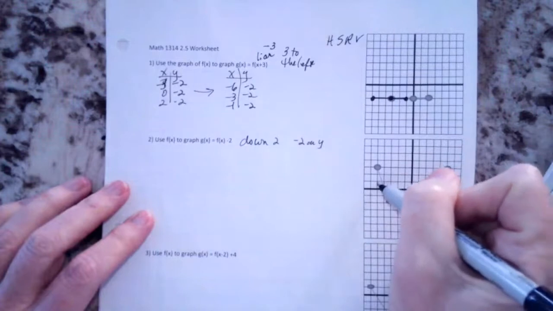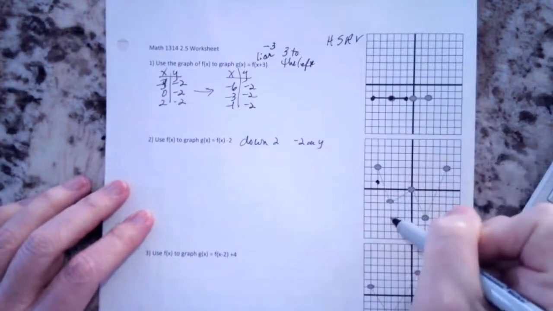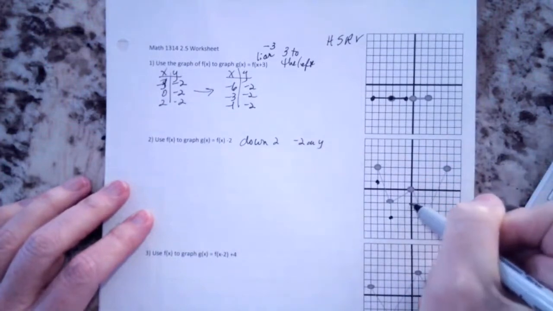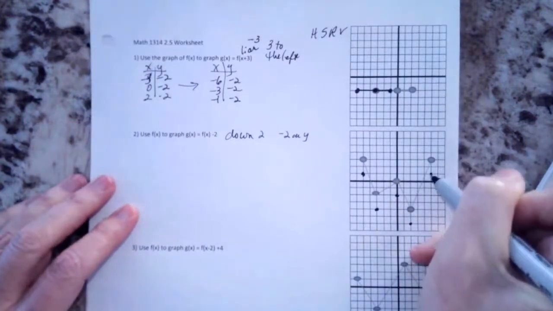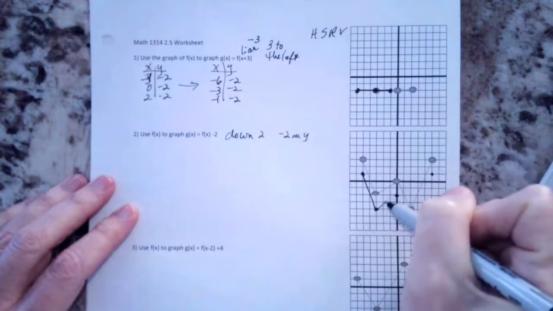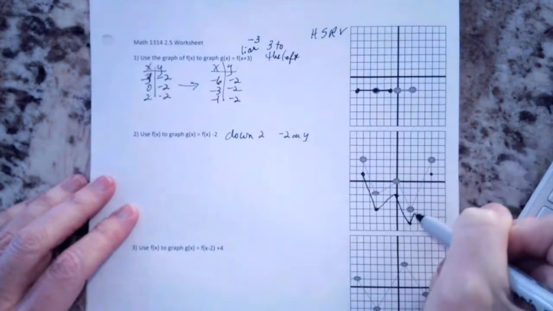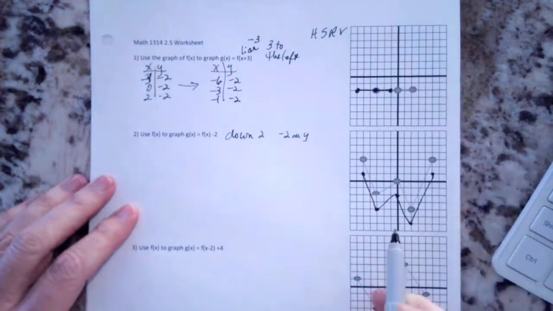So I'm going to take this guy, move him down 2. Take this guy, move him down 2. Take that one, move him down 2. And then connect the dots. And there we go. There's our g of x function.